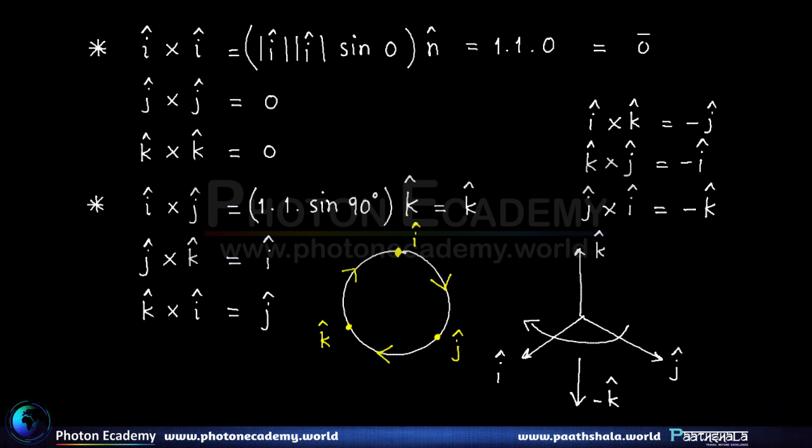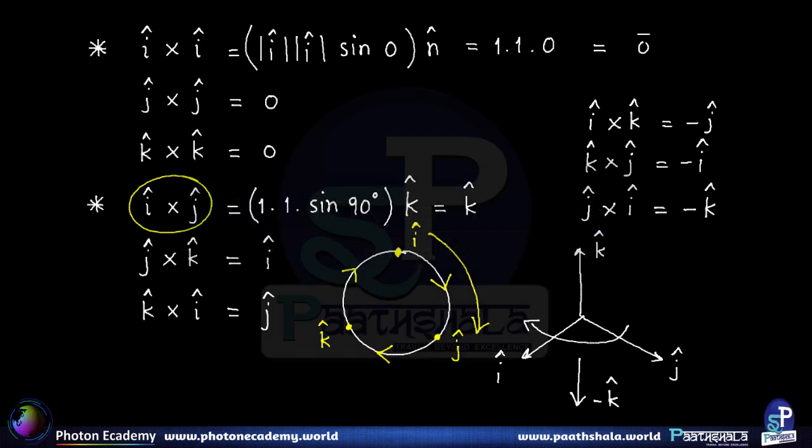Suppose we want to do now i, j cross product, that is i cross j. Now while doing i cross j, you go from i to j, and in that, if you are going along the direction of the original arrow, then the answer would be the next vector and it will be positive. So therefore i cross j is k.